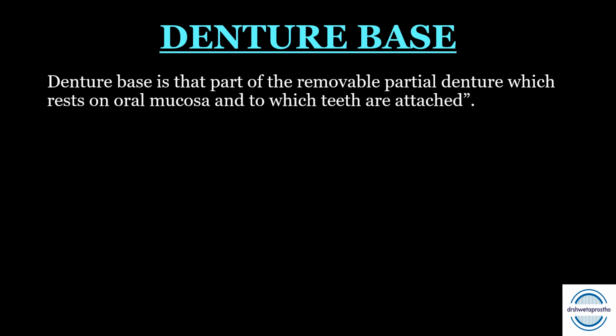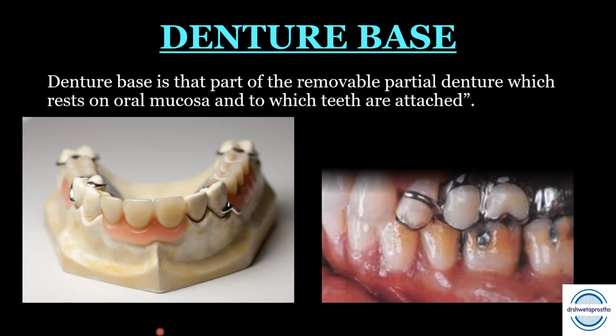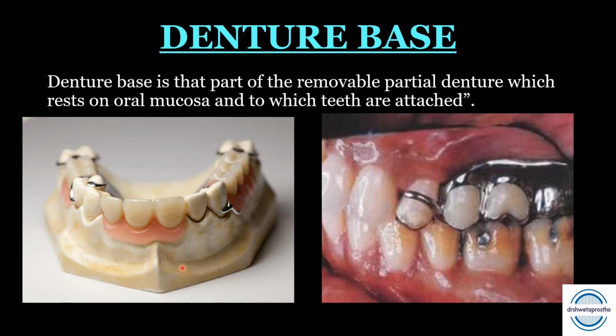Denture base. Denture base is that part of the removable partial denture which rests on the oral mucosa and to which the teeth are attached. It can be made up of acrylic or metallic. This is the acrylic denture base which is more aesthetic, while the metallic denture base, in the metal we can go for cobalt chromium or type 4 gold.